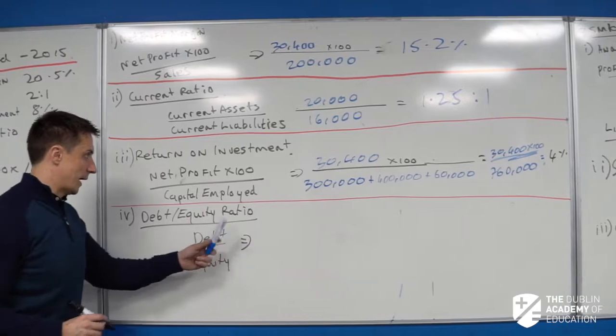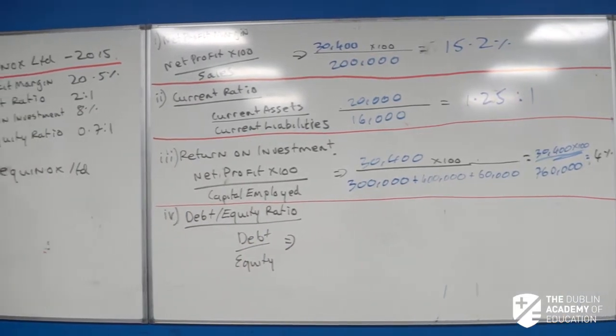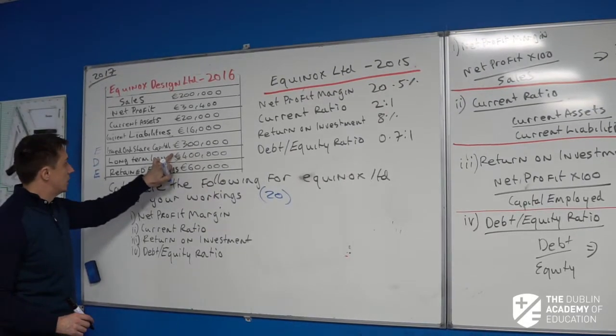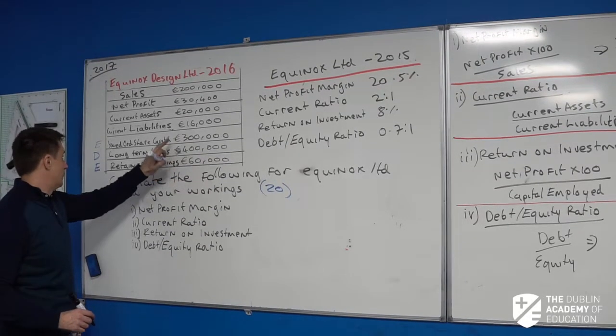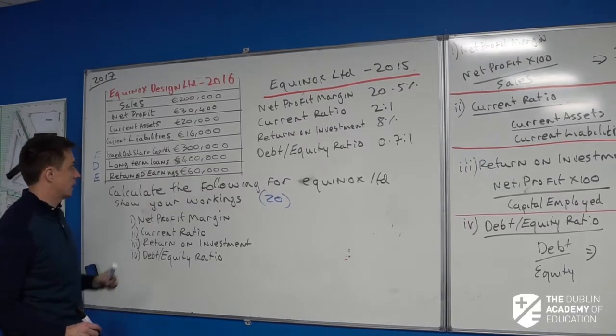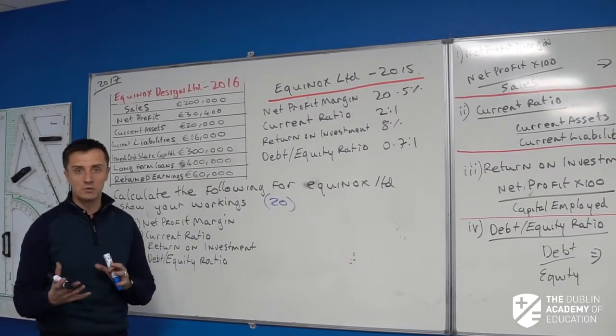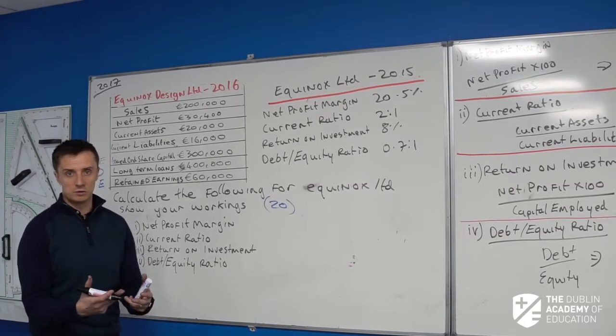We can jump back to it here again. Remember, our debt equity ratio is going to be our debt, which is our long-term loans. We divide that by our equity, which is our issued share capital and our retained earnings added together. So remember guys, the debt equity ratio, it's the debt, the total amount of money you borrowed, versus the equity, the total amount of money that the owners invested in, okay?